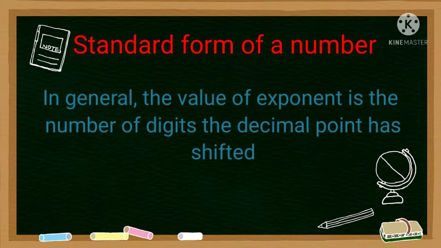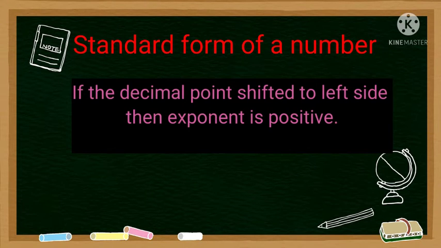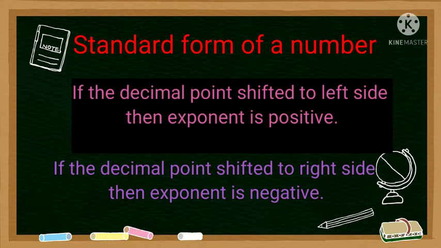In general, the exponent of 10 is equal to the number of positions the decimal point has shifted. If it has shifted to the left hand side, we take the exponent as positive, and if the decimal point has shifted to the right hand side, we take the exponent as negative.